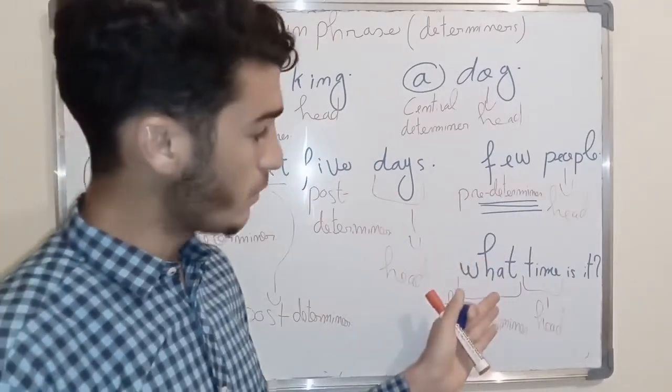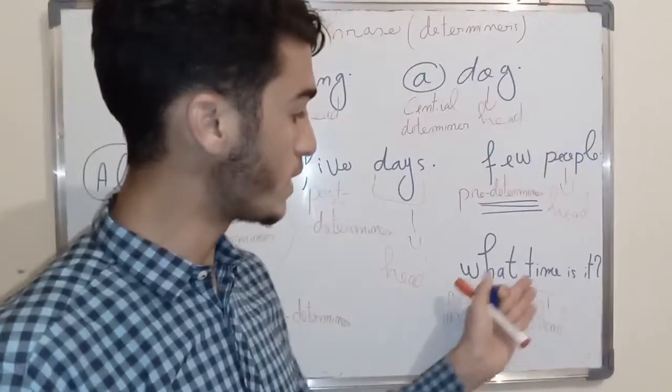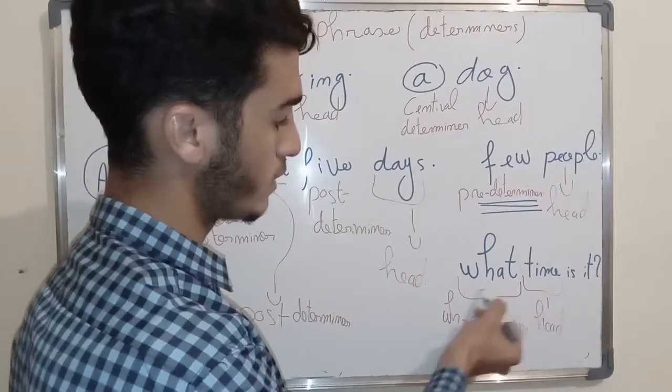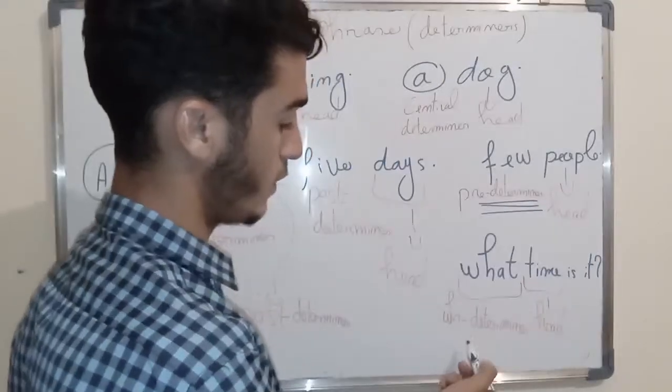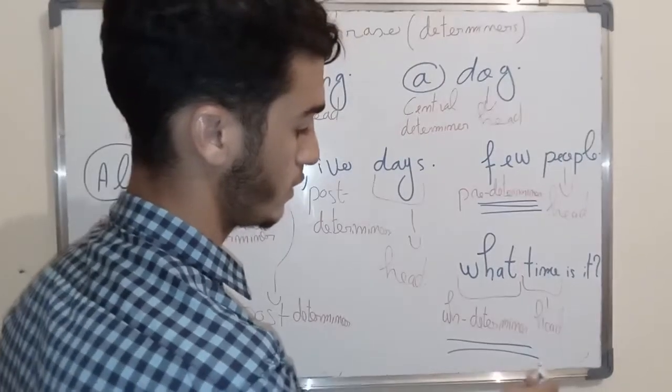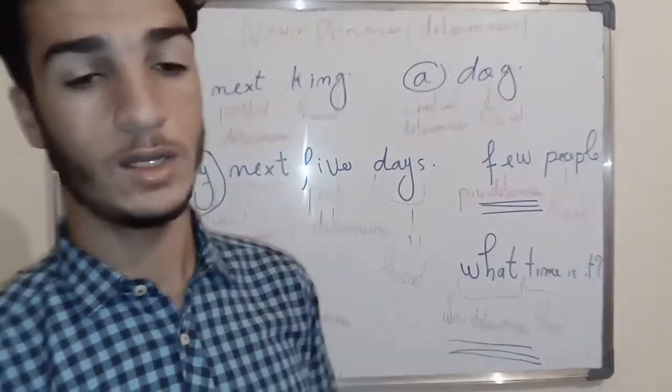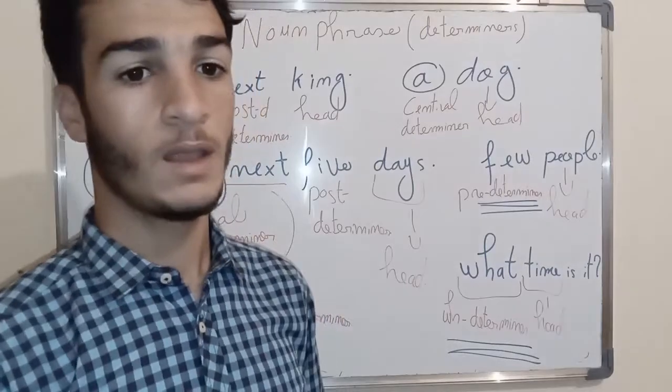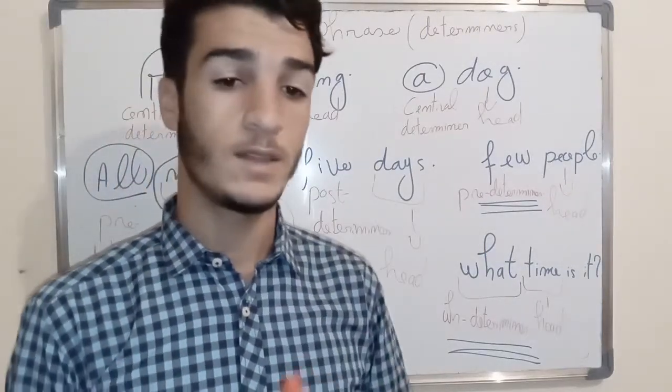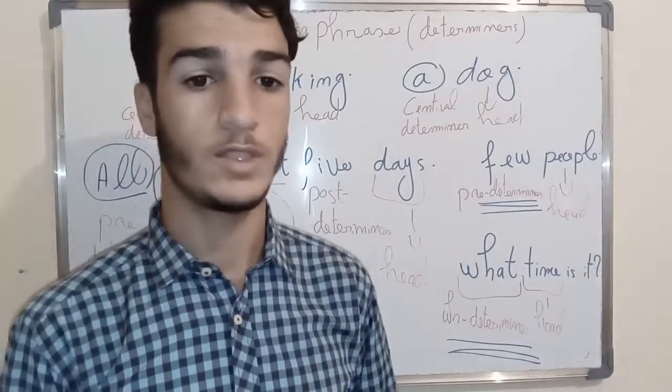And here we have another example. What time is it? What time is it? As you see here, what comes before the head, so it is a WH determiner. It is a central determiner, okay? A noun phrase is so easy and so digestible.